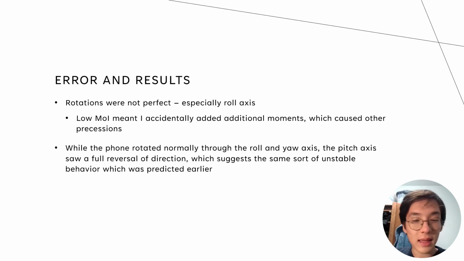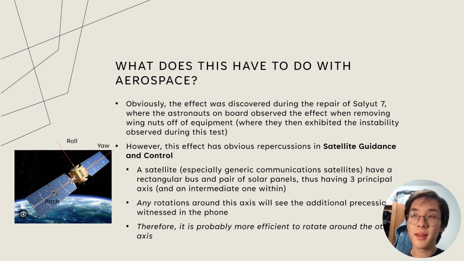So there's a couple of errors that I likely had. As I mentioned before, the rotations weren't perfect, especially in the roll axis where the moment of inertia was likely very, very small. I probably accidentally added additional moments, which caused extra precessions, which caused some of the variation that you had seen in those tests. However, ultimately, what we observed is that when the phone rotated normally through the roll and yaw axes, the pitch axis saw full reversal of direction, which suggests the same sort of unstable behavior which we had talked about earlier.